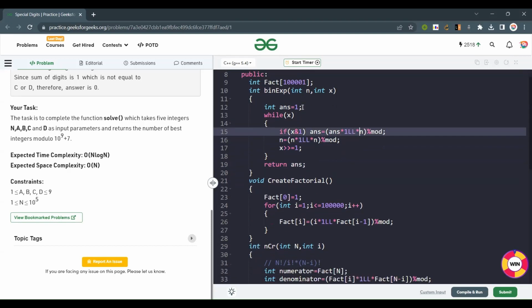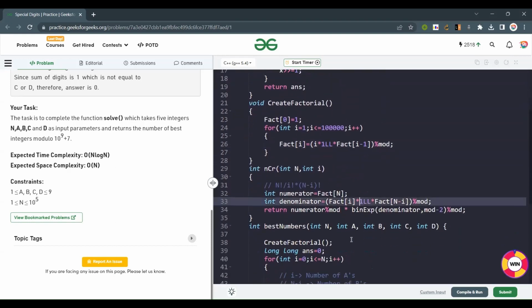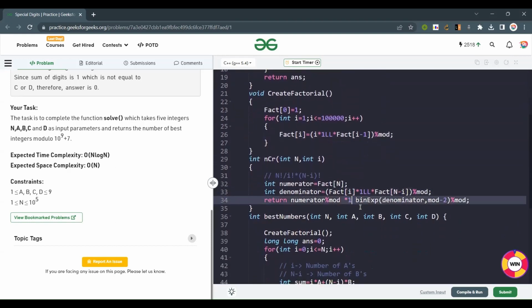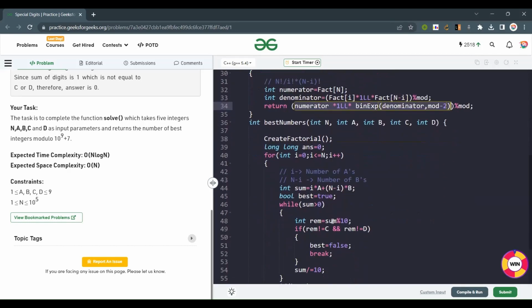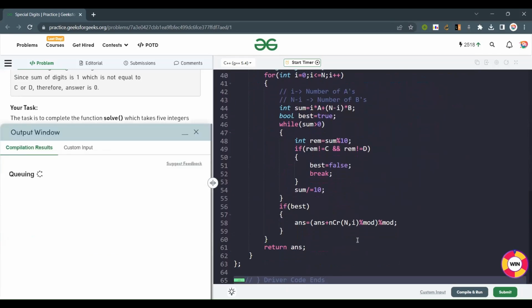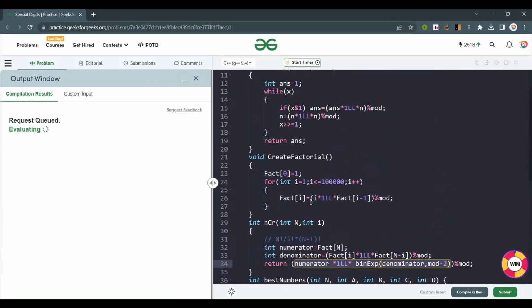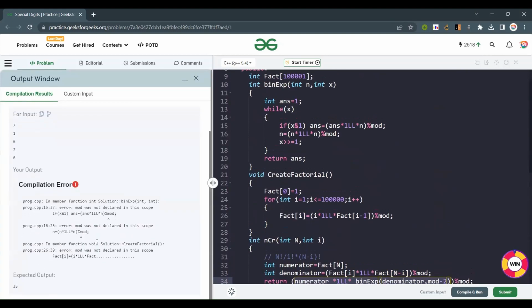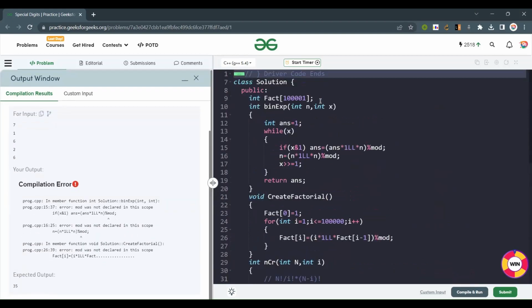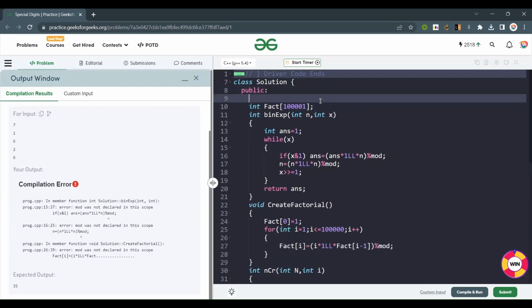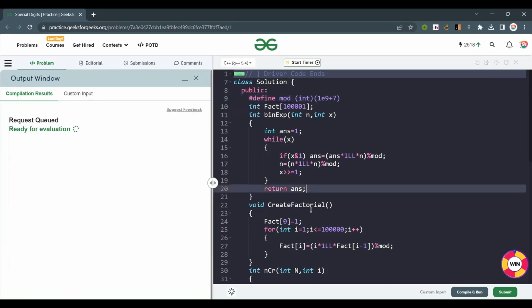It can also exceed the integer range, so we have to use 1LL whenever there is multiplication, as I've done. Here I have not done it because the numerator is already modulo mod, so I don't need to. I need to do the complete modulo mod. Let's compile it and check whether it's working fine. There are some errors, I have not declared mod: hash define mod 1e9 plus 7. Let's compile it again.